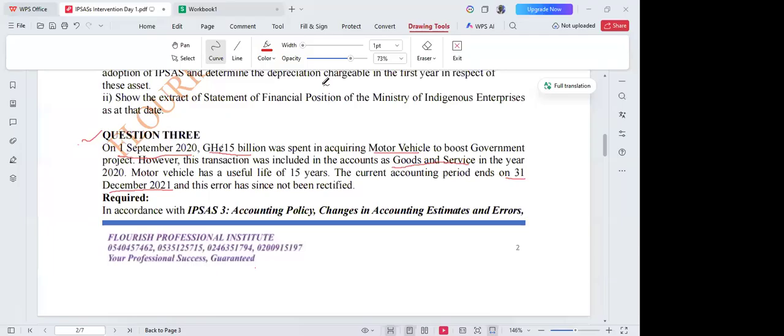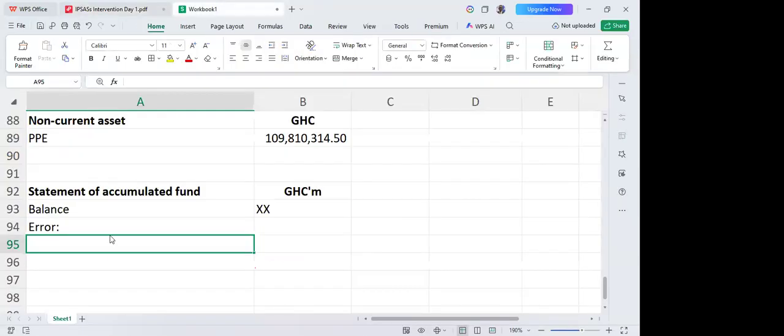Why are we adding? Why are we not subtracting but rather adding? Because it was treated as an expense which was subtracted from the profit to get to the accumulated fund. So we need to add it back. It reduced your profit, your surplus or deficit, right? It reduced your surplus for the year. So if we are correcting it, we need to add back to correct that. So that's true.